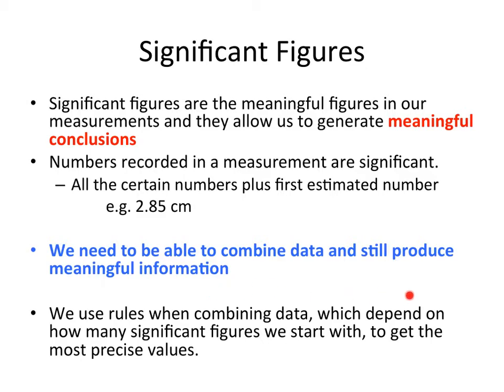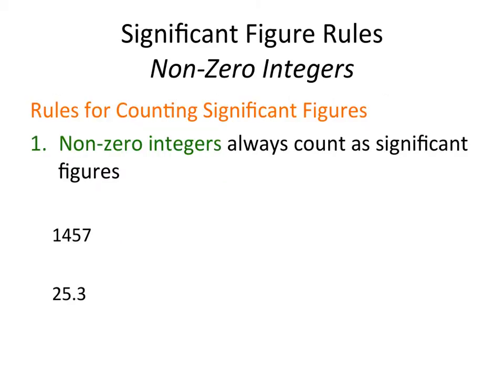We need to have some rules to be able to combine data into meaningful information. So when we have a couple of measurements and we're adding different numbers, we need to do it in a way that gives us the lowest amount of made up data, if you will. Some of the rules here, and we'll talk about non-zero integers: 1, 2, 3, 4, 5, 6, 7, 8, 9. Non-zero integers are always significant. In the first case we have 1457, so we have 4 significant figures or significant digits. In this one over here, we have 3 non-zero integers, so that means we have 3 significant figures.